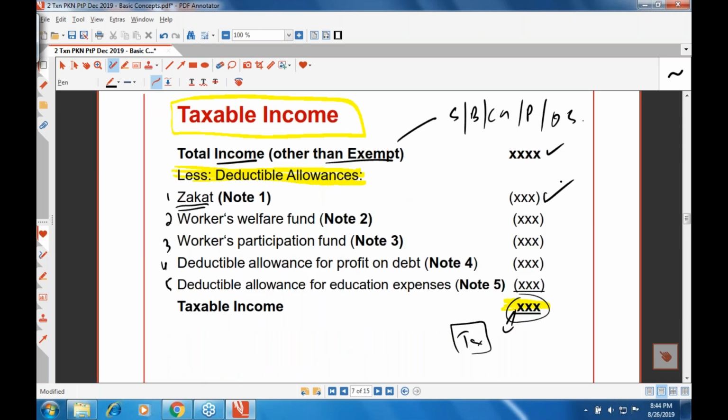But the zakat that we pay on our own, the zakat that we pay to people whom we know, because we don't trust any organization for paying zakat, such zakat is not going to be deductible here. So it is very important that it has to be zakat paid under the zakat and Ushur ordinance. Then you can actually deduct it while computing your taxable income.